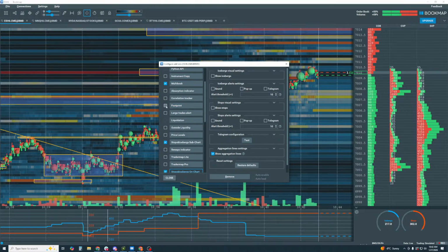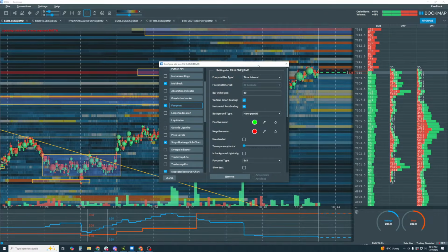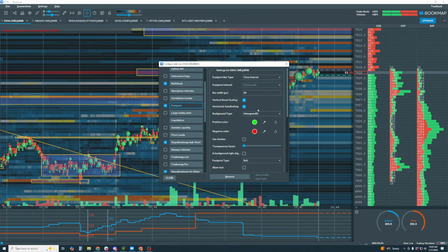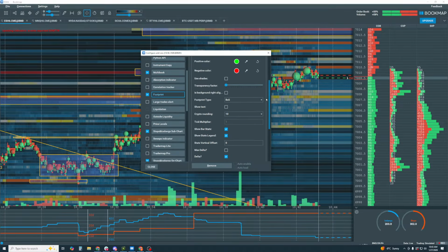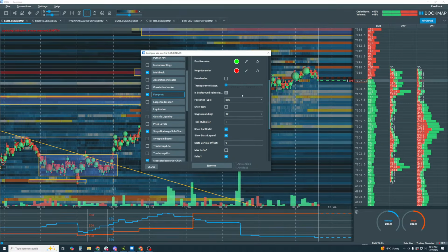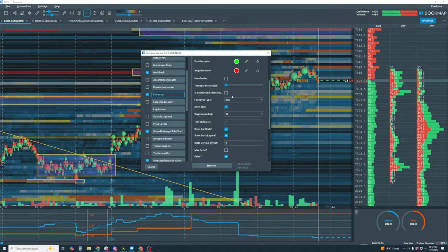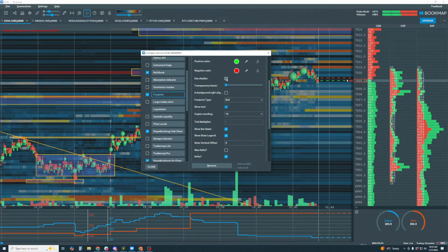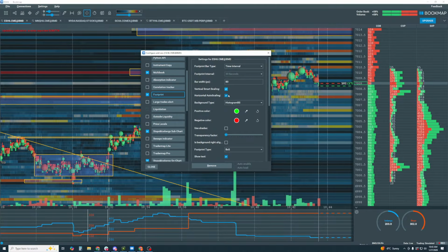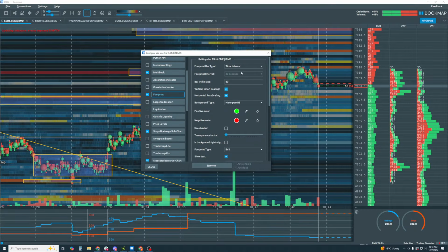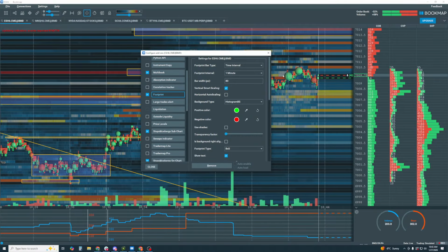Just a minute here. Here is footprint. Show the text, show the shading, histogram. That's good. Okay, should show up. Background type. Okay, so it's just loading here.